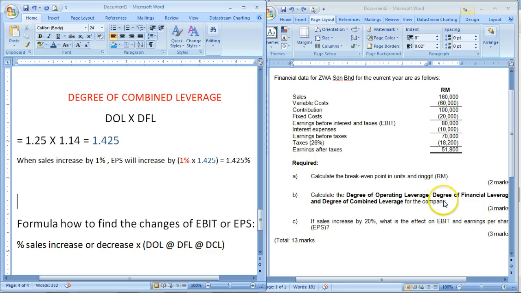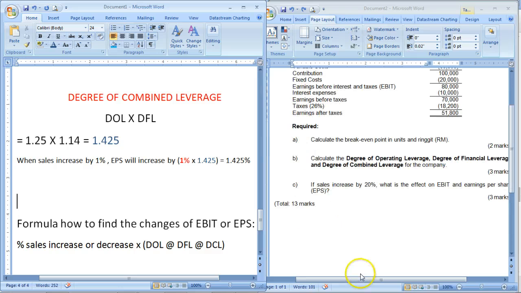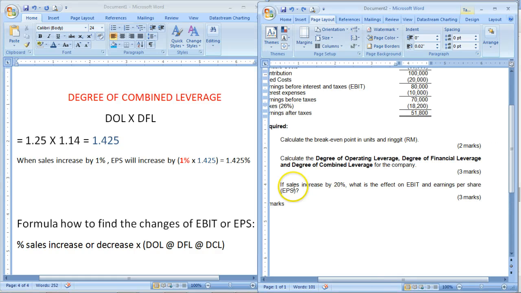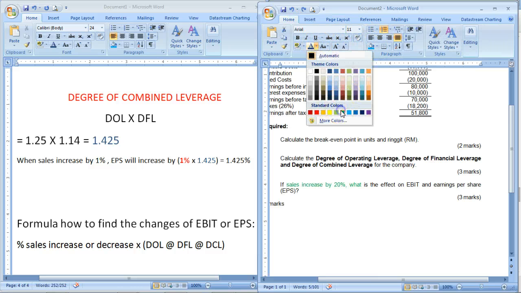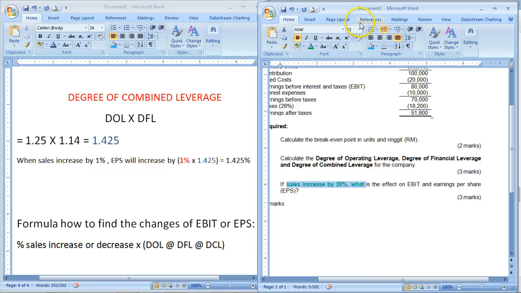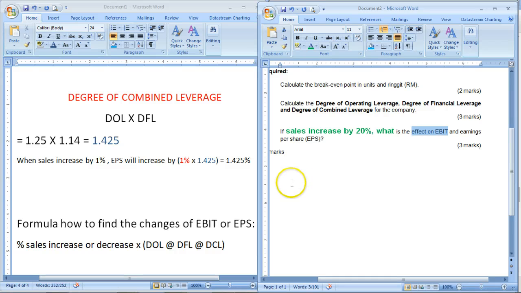So now we have calculated DOL, DFL, and DCL. Now we have an extra question. The question asks what? When sales increase 20%, what is the effect on EBIT and earnings? So two questions here. First we calculate the sales increase by 20%. This is the answer for the last one.